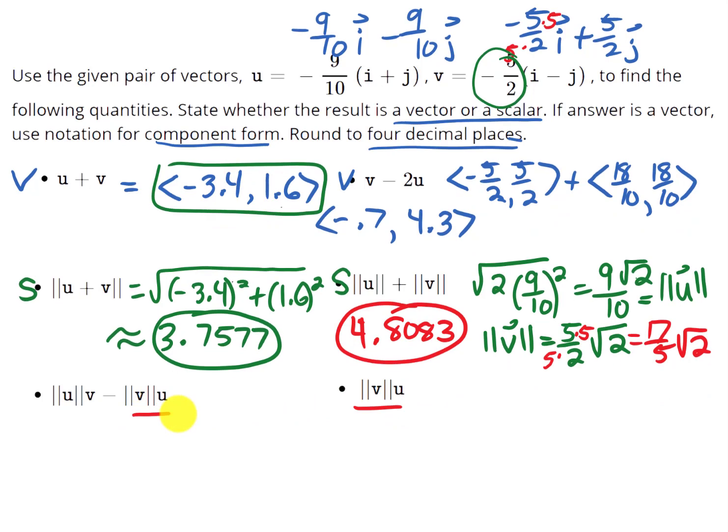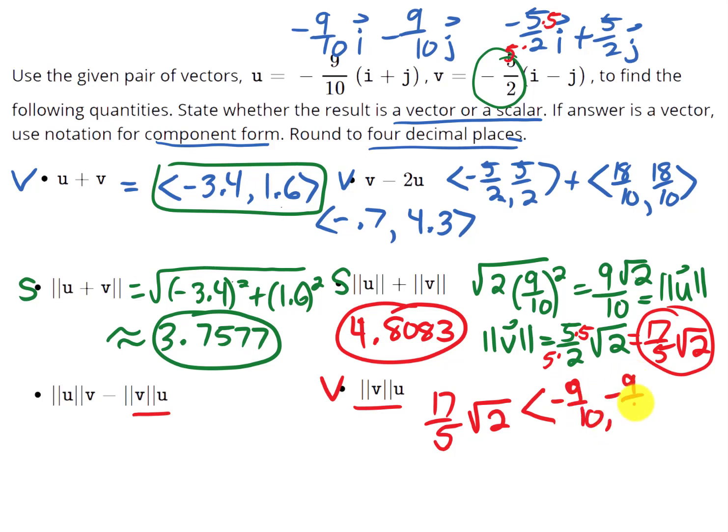All right, now those last two, actually the very last one is in the second to last one, so we're going to do the last one first, and then we'll use that value to help us get the other one. So we're going to take the magnitude of v, that's just a scalar, but then we're going to multiply that by the vector u, so that's going to give us a vector. Now we've already done the magnitude of v, we've got it right here, so we're going to take that 17 fifths times the square root of 2, and we're going to scale vector u by that amount, and vector u was the vector negative 9 tenths and negative 9 tenths.